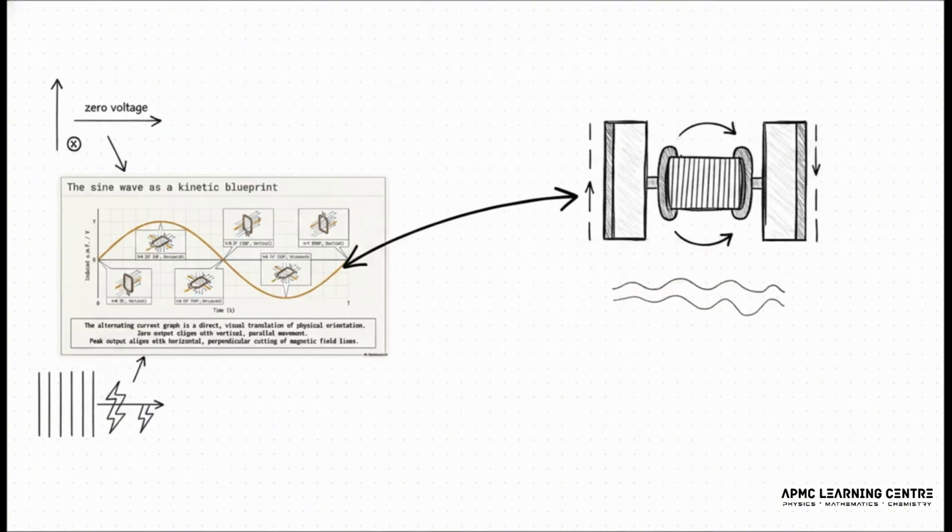And here it is. This is where it all clicks into place. That smooth, alternating sine wave you see? That's not just some abstract graph. It is a direct, point-for-point blueprint of the coil's physical journey. Its zero voltage reading corresponds to its vertical movement. The peak voltage? That corresponds to that maximum perpendicular cut. It is a perfect marriage of mechanics and electricity.